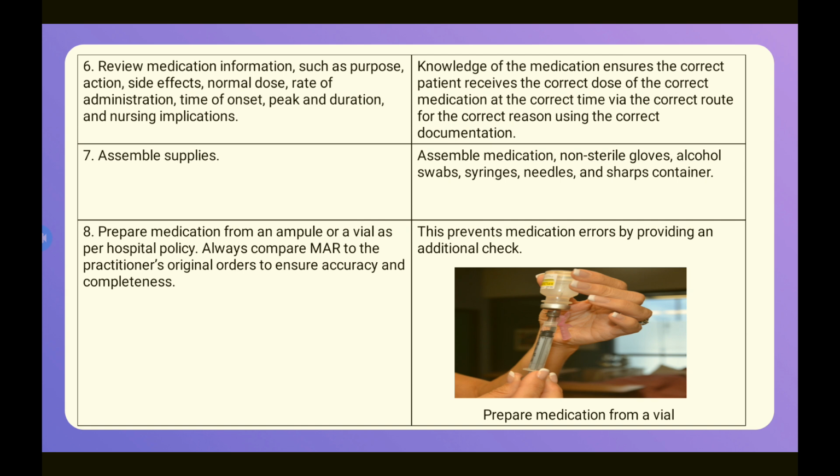Number 7. Assemble the supplies and prepare the equipment. Assemble medications, non-sterile gloves, alcohol swabs, syringes, needles, and sharp containers. Number 8. Prepare the medication from an ampoule or vial as per hospital policy. Always compare the medication administering record to the practitioner's original orders to ensure accuracy and completeness. This prevents medication errors by providing an additional check. And this image refers to preparing the medication from a vial.